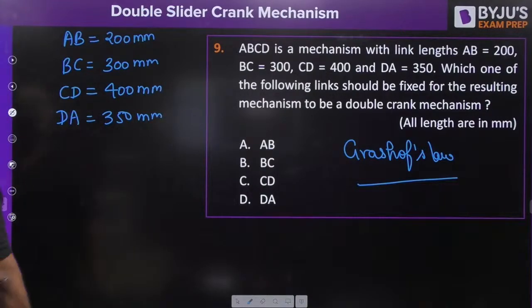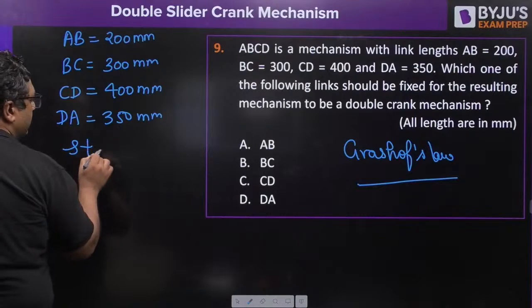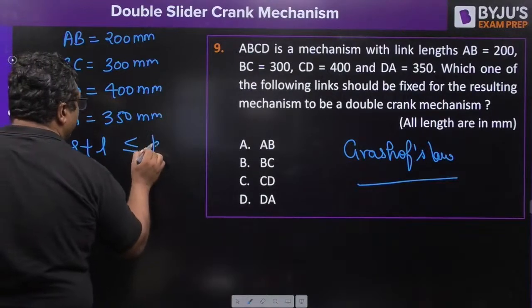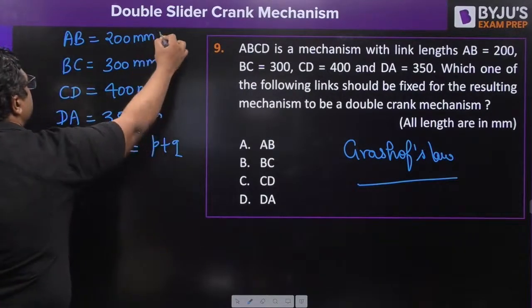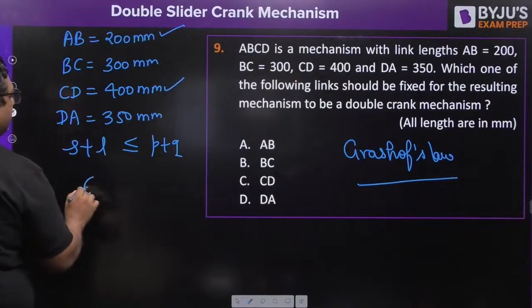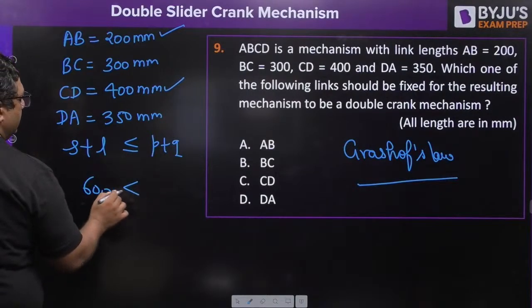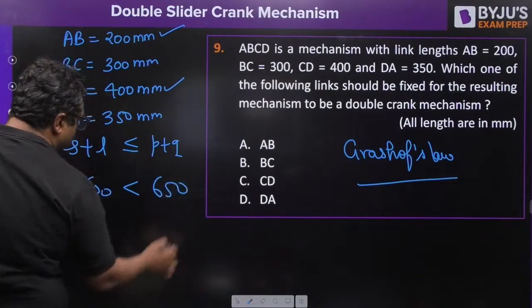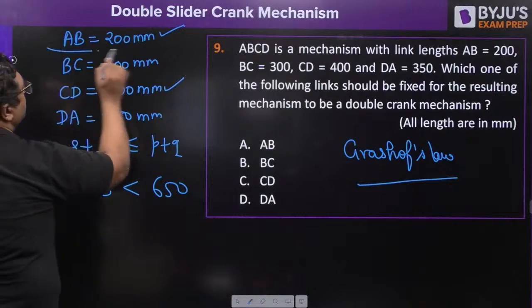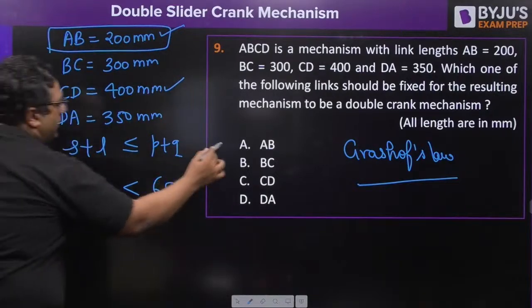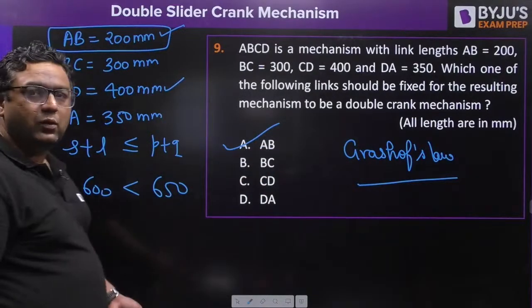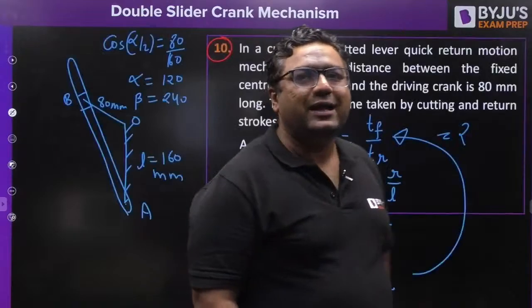You know that S plus L is less than or equal to P plus Q. So S is 200, L is 400, so 600 is less than 650. So my dear, you will be fixing the shortest link, then you will be getting double crank. Very good guys. So next question.